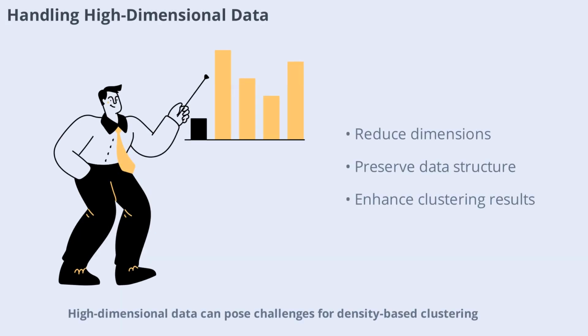High-dimensional data can pose challenges for density-based clustering as distances become less meaningful. Dimensionality reduction techniques like PCA or t-SNE can help by projecting data into lower dimensions while preserving structure. This makes clustering more effective and interpretable.